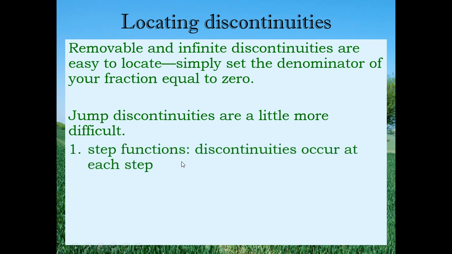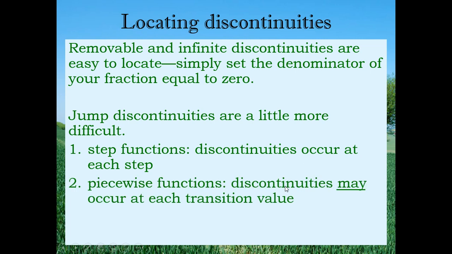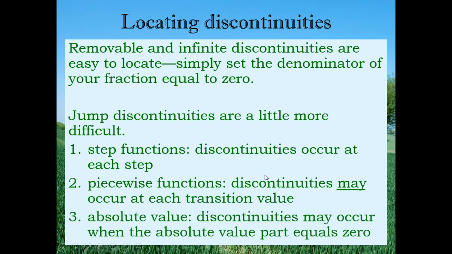Step functions, we know that the jump discontinuities occur at every step. Piecewise function, discontinuities may occur at each transition value, not necessarily. They might match up, but if they don't, then that's a jump discontinuity. And absolute value, wherever the absolute value part equals 0, we might have a jump discontinuity there as well. So you got to check that too.